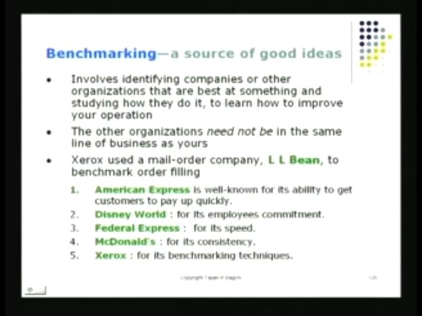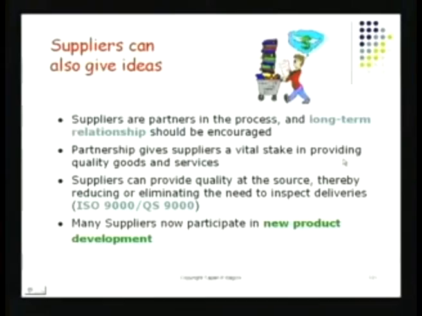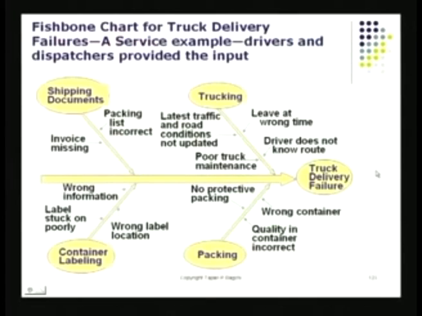And I've given you names of some of the companies which actually stand out as role models in benchmarking. Suppliers can also give you a lot of ideas, and that's another place where you can find ideas toward solving your problem. Again, if you come back to the cause and effect diagram, here's an example where there were delays in a company's delivering goods to the customer.